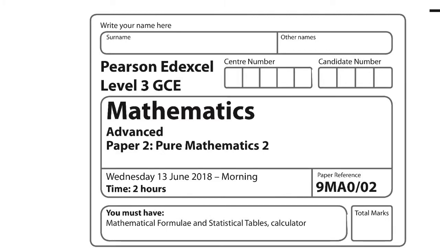Hi everyone, today we'll be looking at paper 2 of Pure Mathematics of the June 2018 session.